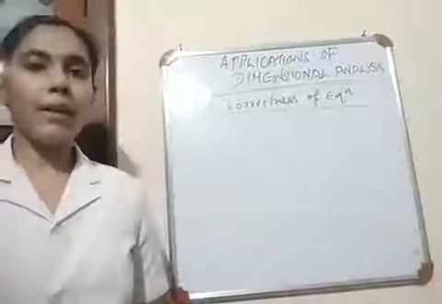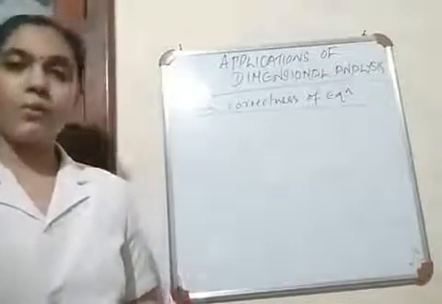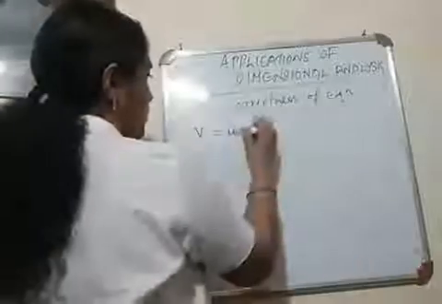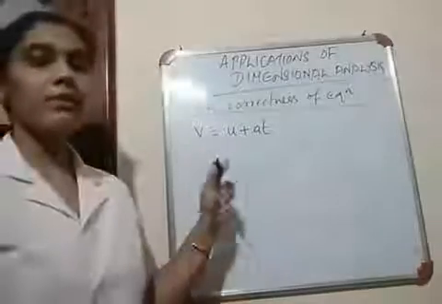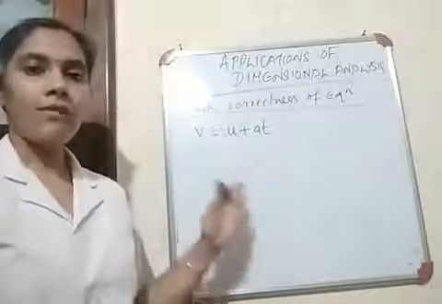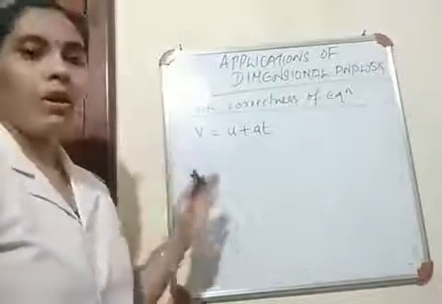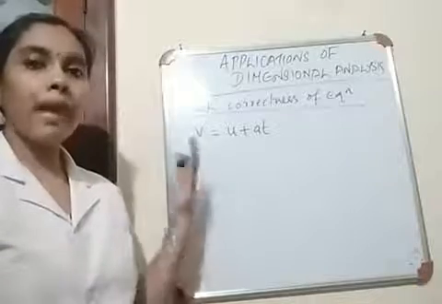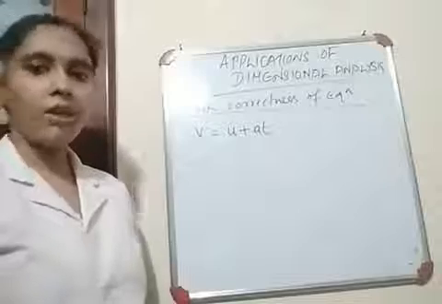So the first application is to check the correctness of an equation. Suppose you are given an equation like this, v is equal to u plus at. You are familiar with this equation. This is our first equation of motion. You learned this equation in your class 9 physics. You need to check the correctness of the equation. So how do we apply dimensional analysis to check the correctness of the equation?